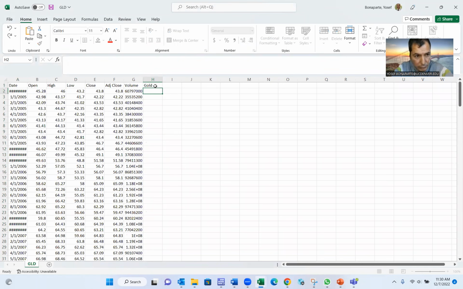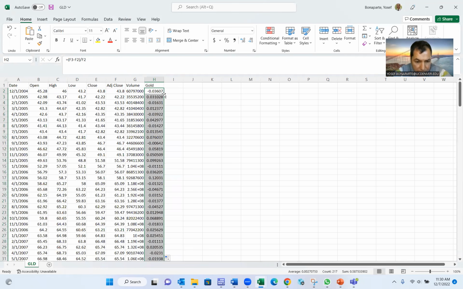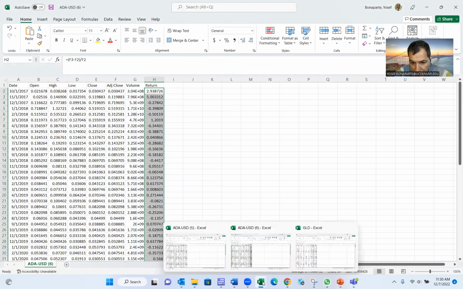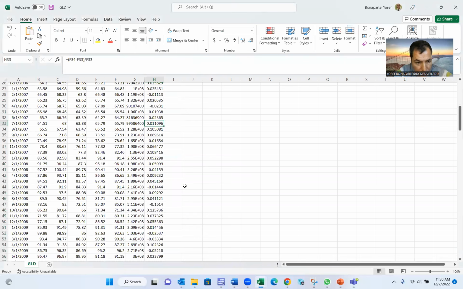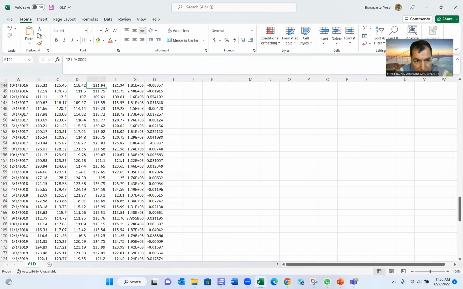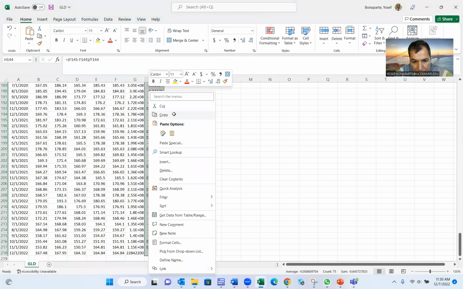Gold. So the adjusted close for gold is the same. We're going to say return for gold equal adjusted close like January 1st here minus beginning of the month divided by beginning of the month. Enter. Double click. Remember, in our sample, we start from October 1st, 2017. So I don't need all of that. I need to go all the way to October 1st, 2017. And that, right click, copy.